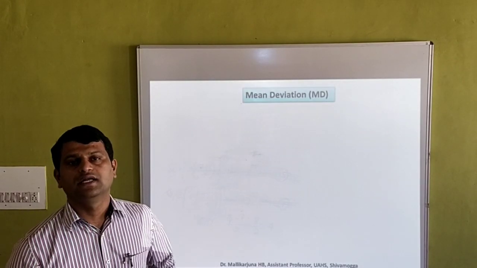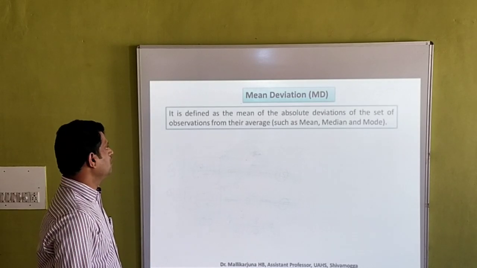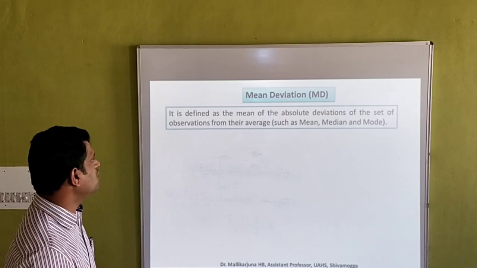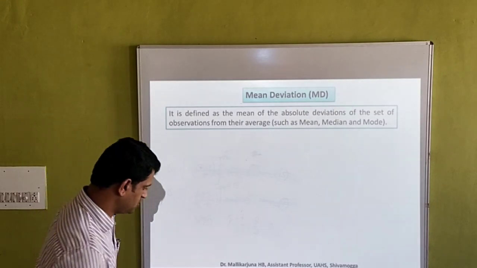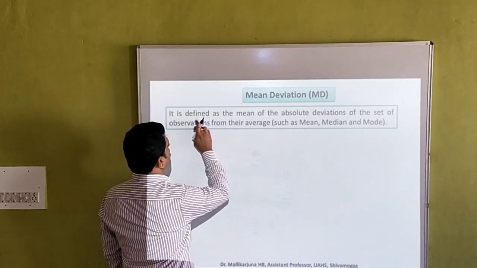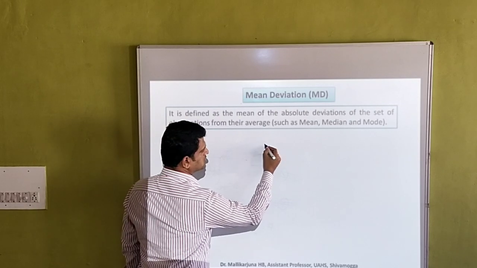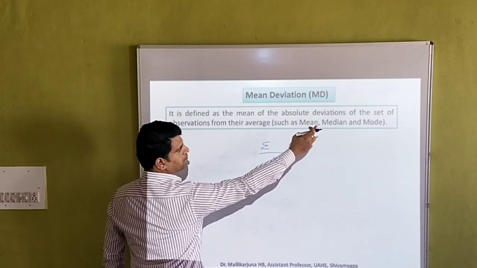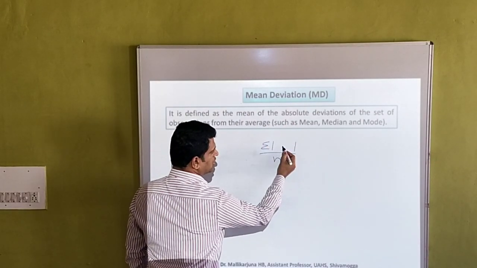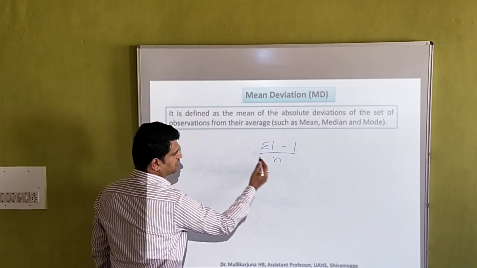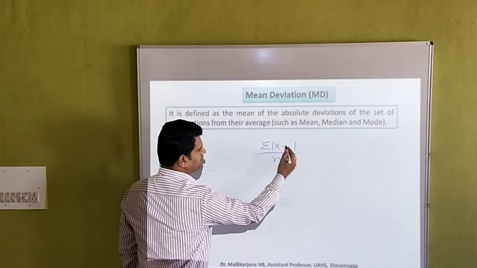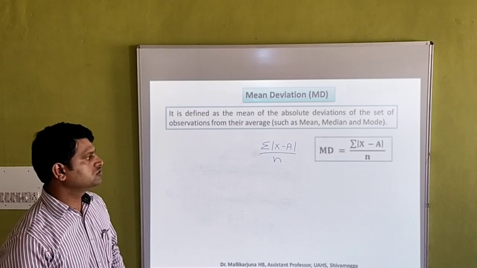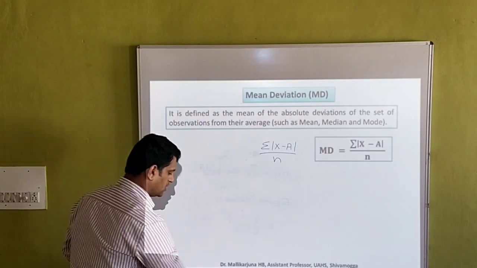Now come to mean deviation. It is defined as the mean of the absolute deviations of the set of observations from their average. So sum of something divided by n is the mean of the absolute deviations. Absolute means modulus, and deviations of the set of observations from their average, where A is the mean, median, or mode. In this way we can write mean deviation.